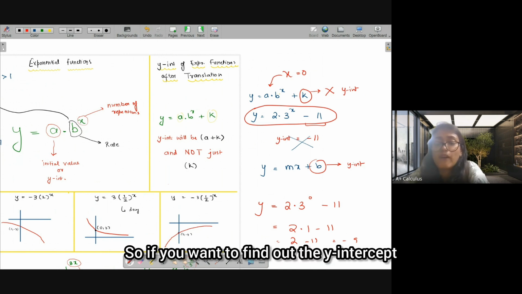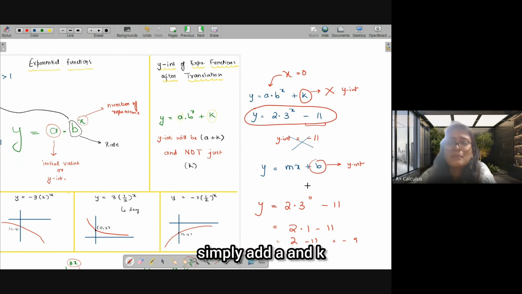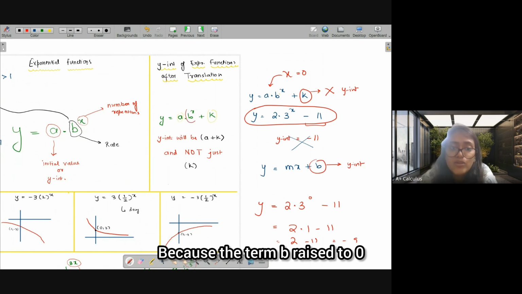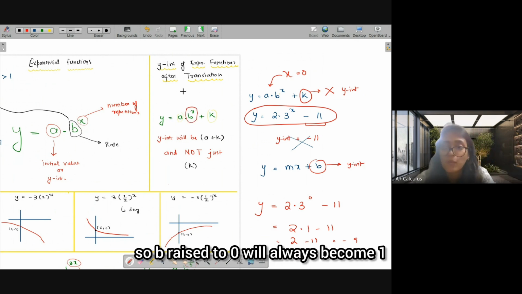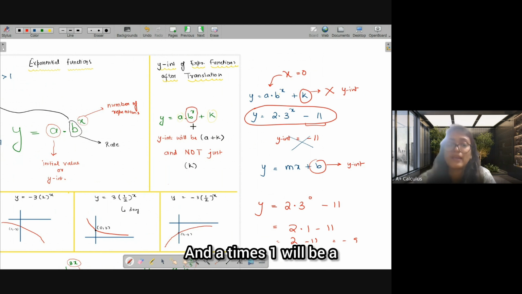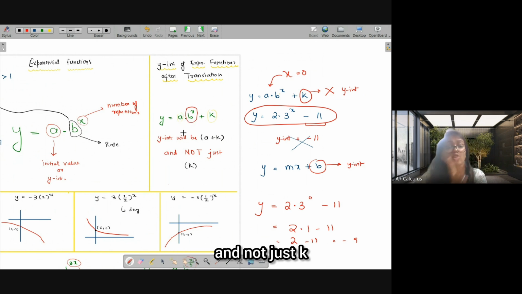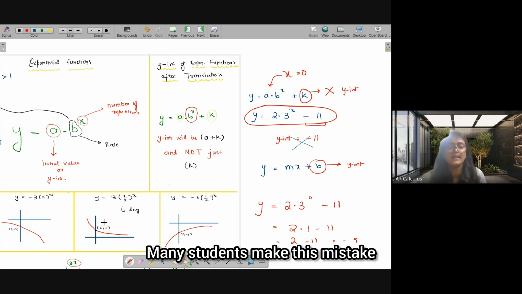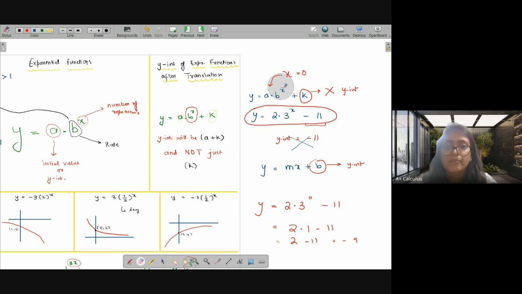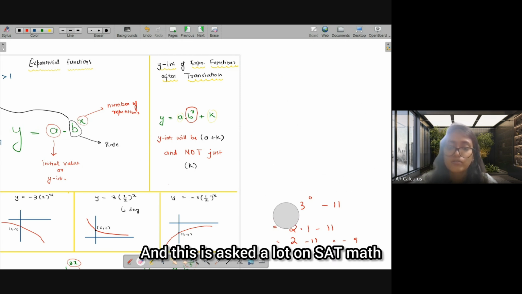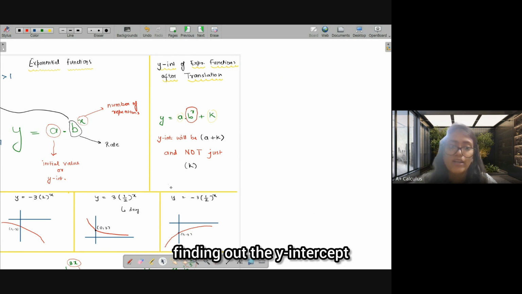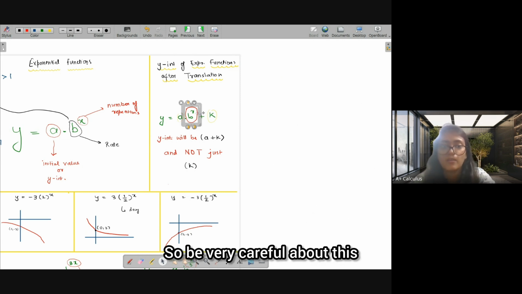So if you want to find the y-intercept, simply add a and k, because when you put x equals 0, b raised to 0 will always become 1, and a times 1 will be a. So the value of y will be a plus k, and not just k. Many students make this mistake. This is asked a lot on SAT math, finding the y-intercept, so be very careful about this.